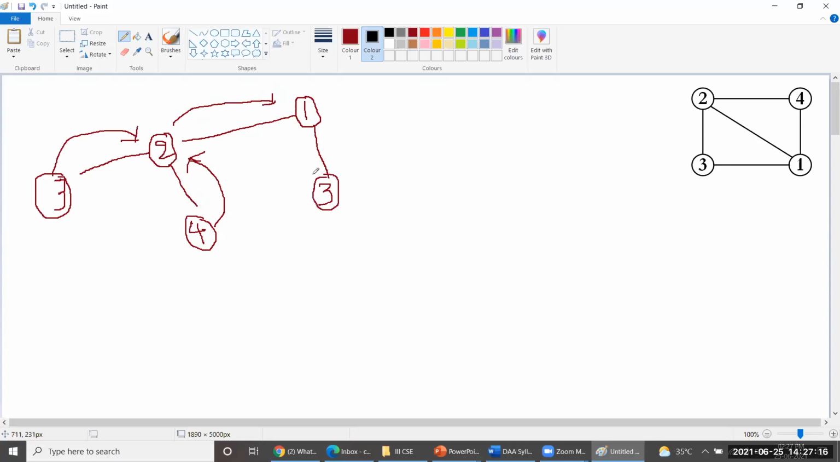Okay, select 3. 3 is connected to 2 and 1. 1 is already visited, so I'd like to go ahead with 2. Then followed by 2 to 4. Explore 4. Then finally 4 to 1. 1 is adjacent to the last vertex, that is the n-1 vertex, that is the 4th vertex. This is one way.